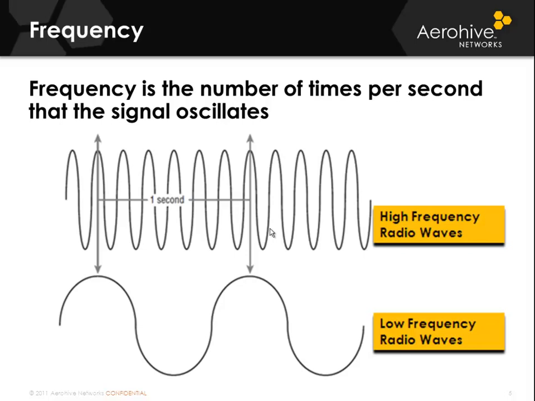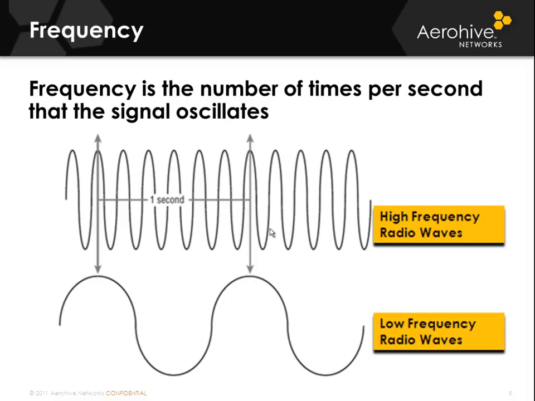Frequency is the number of times per second that a signal oscillates. It's the number of times an event occurs within a specified time interval, in our case, per second. The standard measurement for frequencies is in hertz. An event that occurs once in a second is equal to 1 hertz. An event that occurs 2.4 billion times in a second is measured as 2.4 gigahertz.